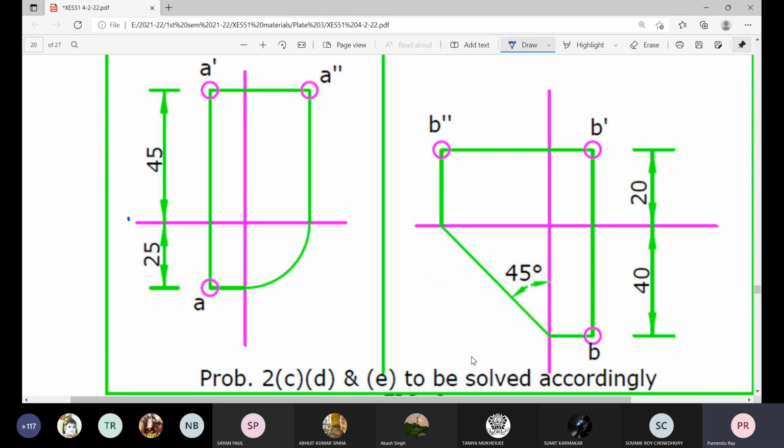Step 1, draw the XY line. Step 2, draw this thin line perpendicular to this XY line. This is the projector line. Then identify these two distances at 45 millimeter above GL and 25 millimeter below GL to represent the elevation and plane.